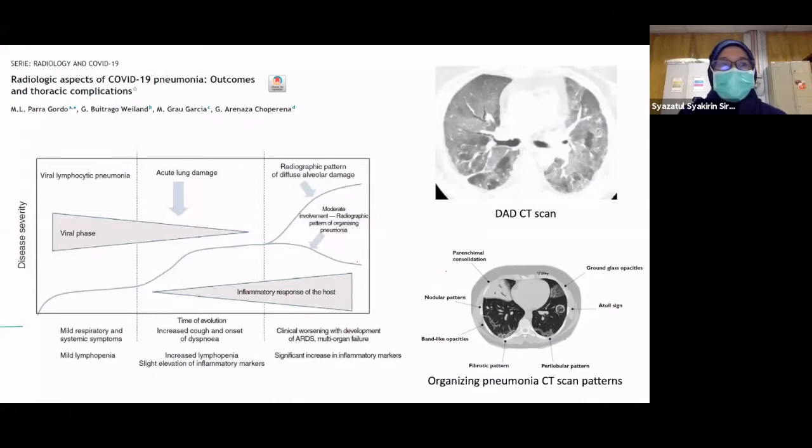So again, looking at the radiological aspect of COVID-19, we do not actually call it DAD on CT scan, but I took it from this paper. DAD is a histological description. We do not describe DAD on imaging or on a CT scan. This is just telling us that a diffuse ground glass opacity appears to be like ARDS, depending on the clinical presentation of the patient.